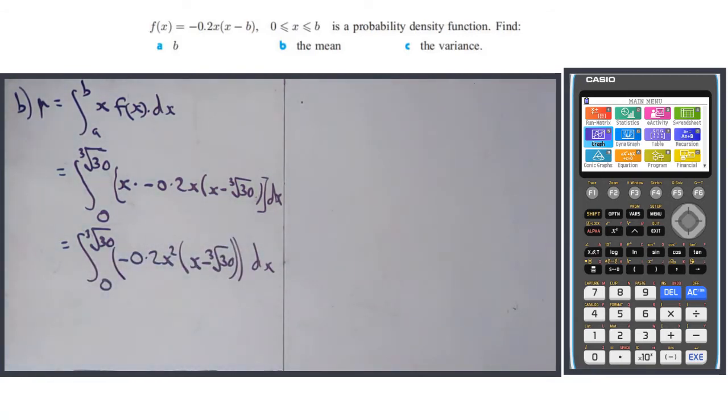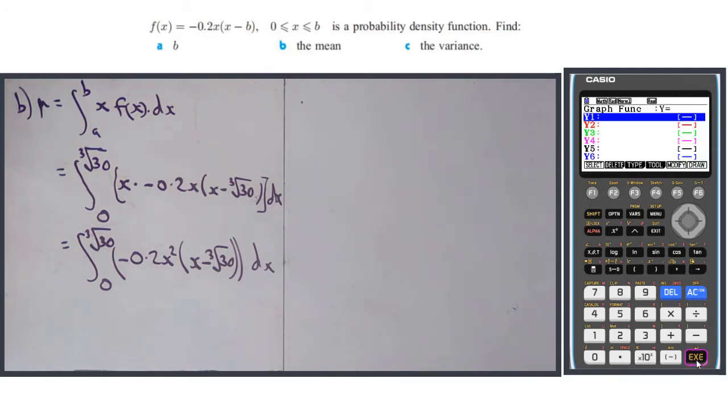I'm going to go to the calculator, and it should be fine, because the luxury of this being a PDF means that you're not going to have any negative area problems, which is quite handy. To be a PDF, one of the conditions is that none of the values of f of x are less than 0 for the whole domain of the function, so it's quite handy.